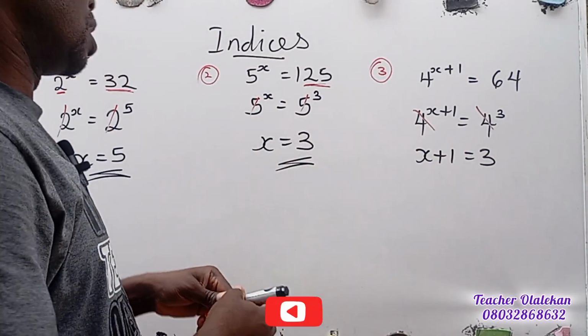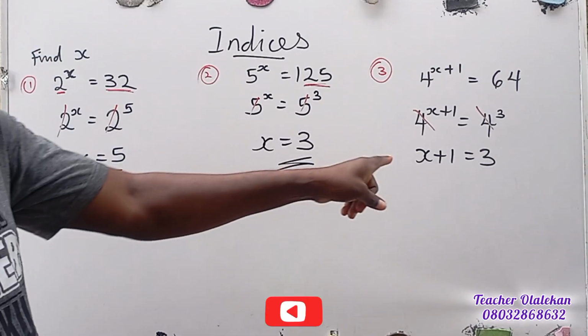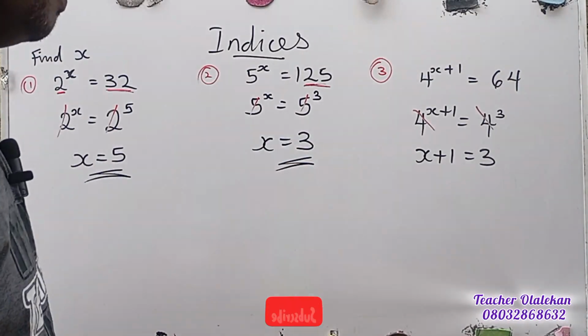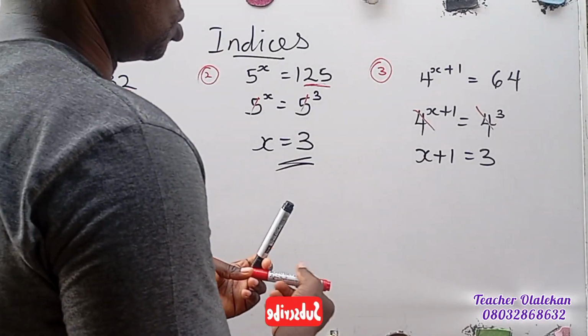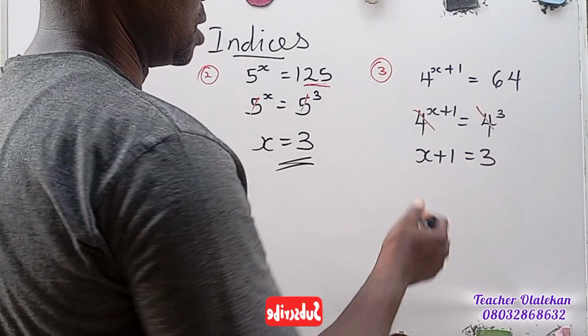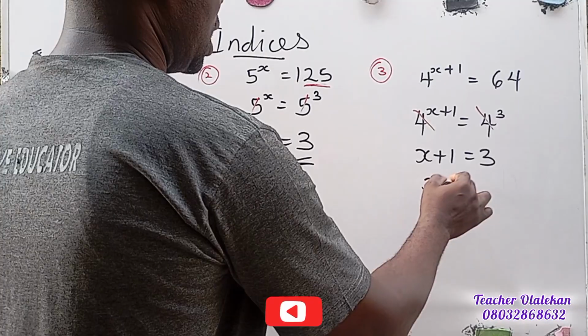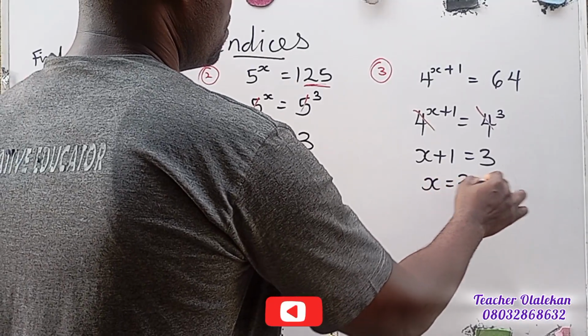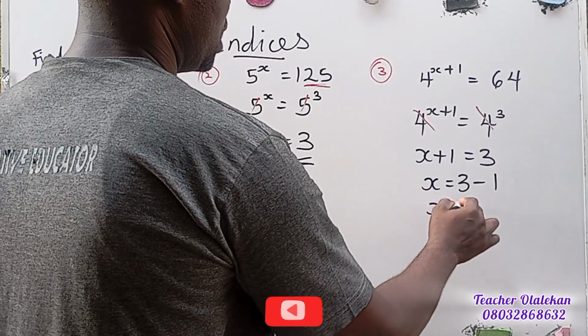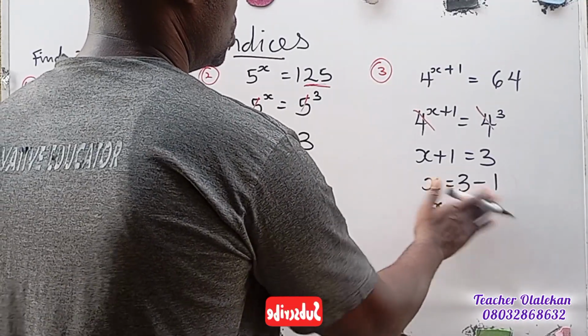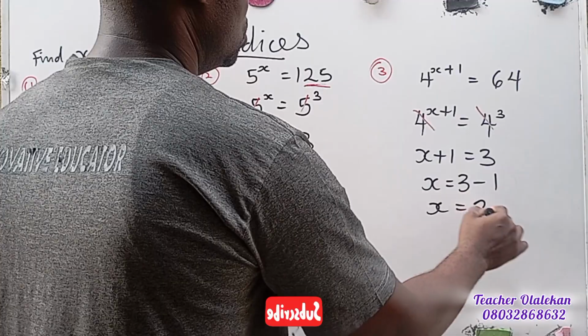And do not forget, we are looking for the x. We are not looking for x plus 1 is equal to 3. So that means this 1 is going to travel to this side. We collect the like terms. So that becomes x is equal to 3 minus 1. And our x will be equal to 2.